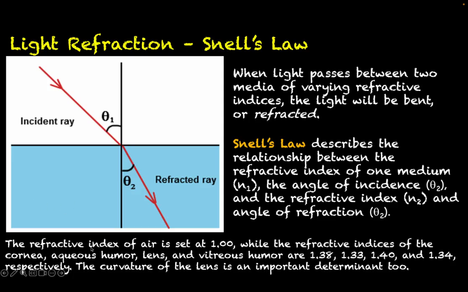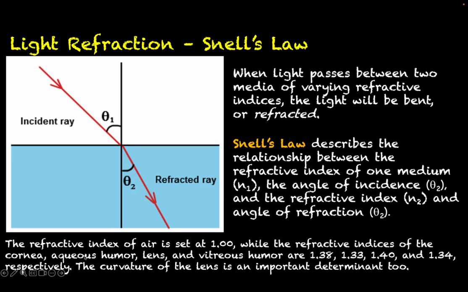So what this means is that when light passes from the air into the cornea, there is a difference in refractive indices between those two media. So that means the light is going to be bent. As the light moves from the cornea, which is 1.38, into the aqueous humor, which is 1.33, the light will be bent a little bit more, but it's not going to be bent nearly as much, because there is a much smaller difference between 1.38 and 1.33 compared to 1.38 and 1.00, okay?